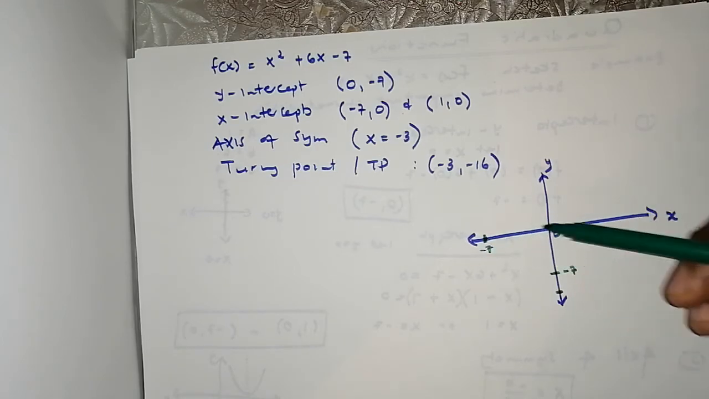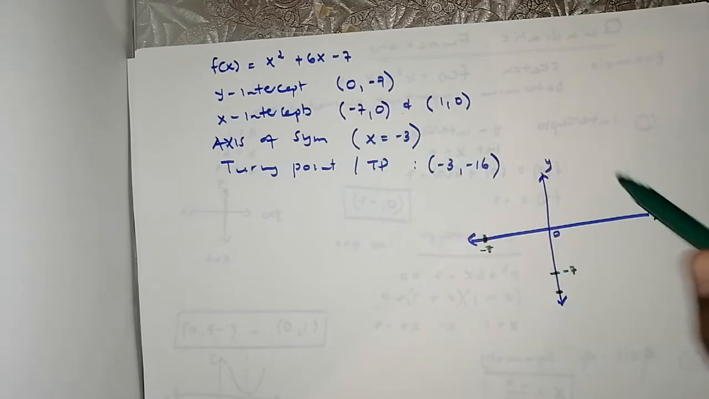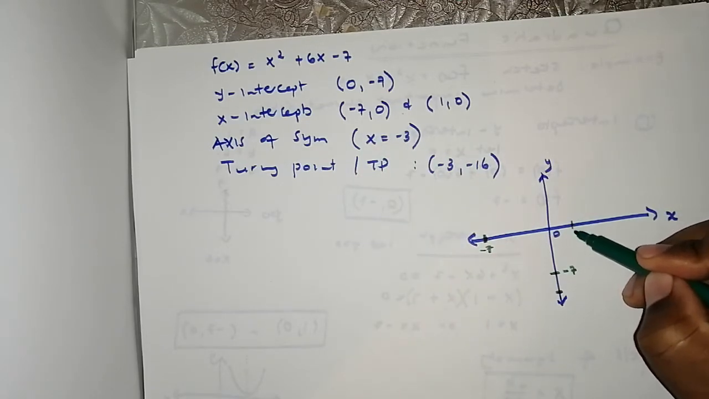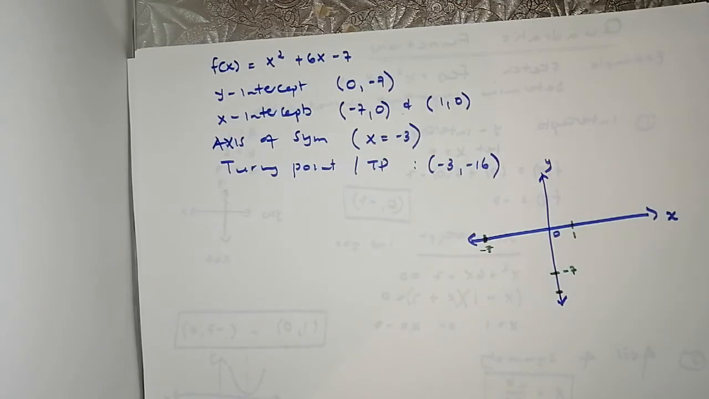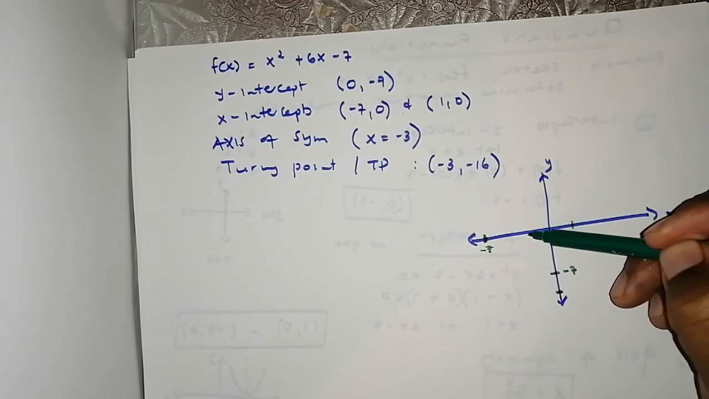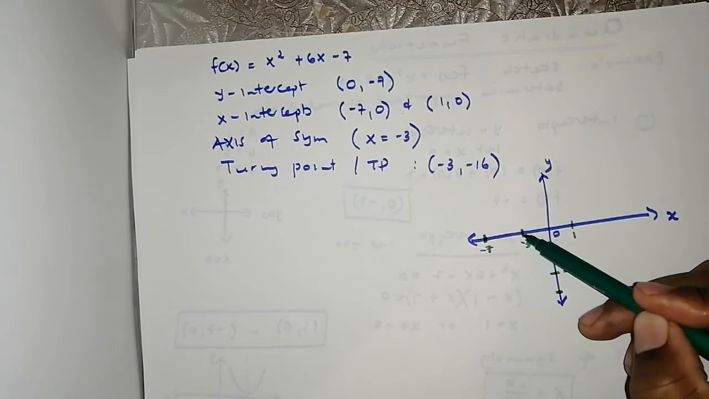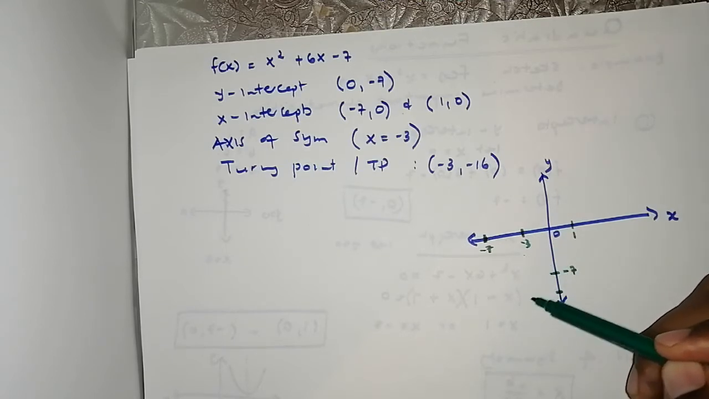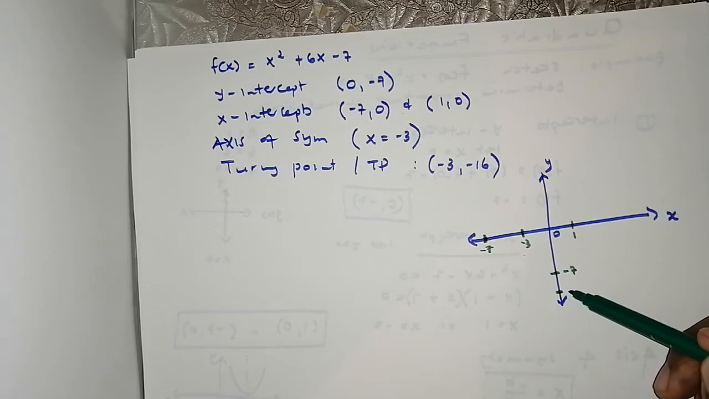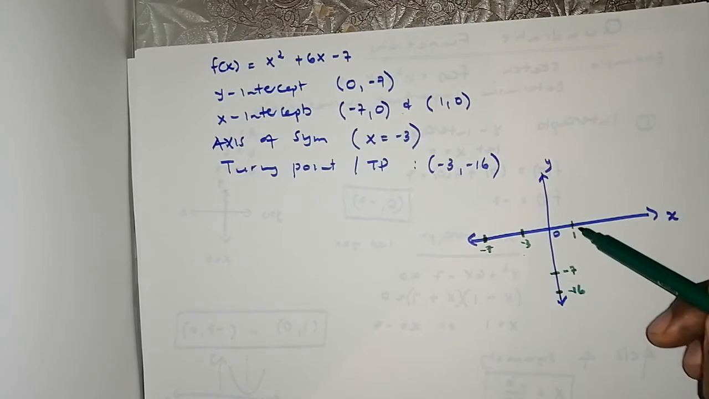Minus 7 and 0. And then the other one is 1 and 0. So here will be 1. You know, the turning point, it's negative 3. So negative 3 is somewhere. You can see something. This is not actually drawn to scale. Negative 3, and negative 16. See, negative 16 is here. It's not drawn to scale, guys.